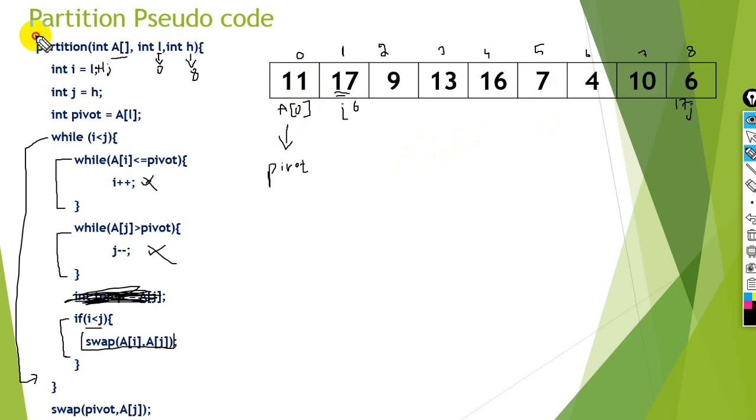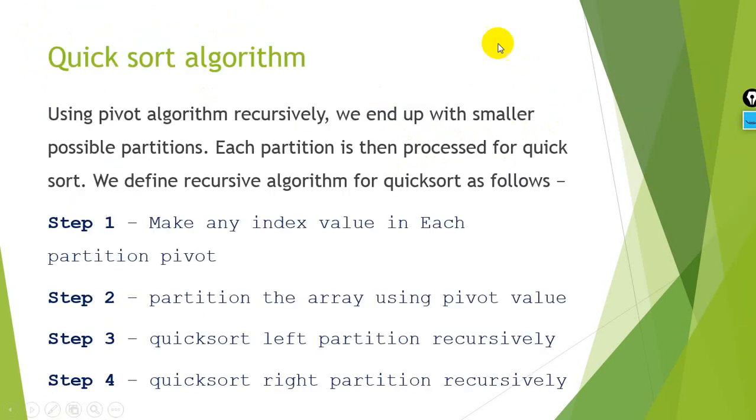So we can say this is the partition function. Okay, so this function is used for partitioning. So next, the quick sort algorithm.